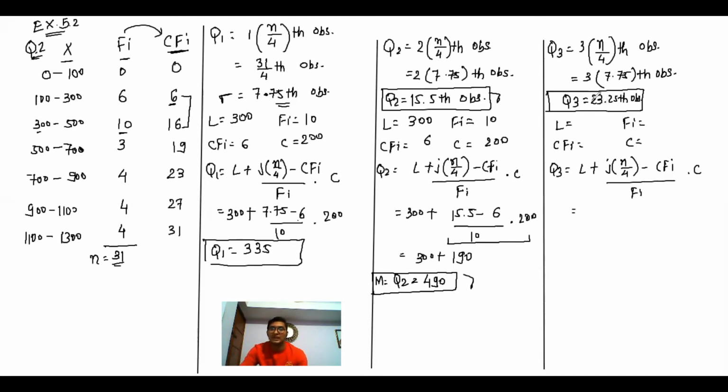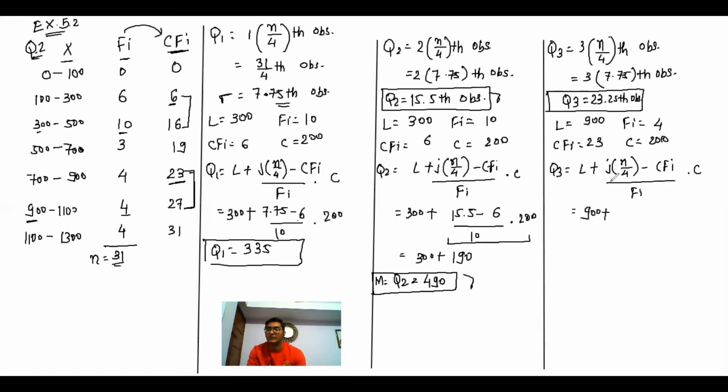Now we have to check 23.25. In the CFI column, it lies between 23 and 27. So now CFI 23, Fi 4, L 900 and the difference 200.